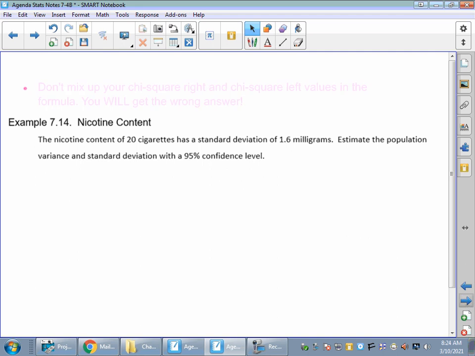I know I said this, but I want you to write down, please do not mix up your chi-square right and left values. You get the wrong answer. Your interval won't make sense if you're looking at it.